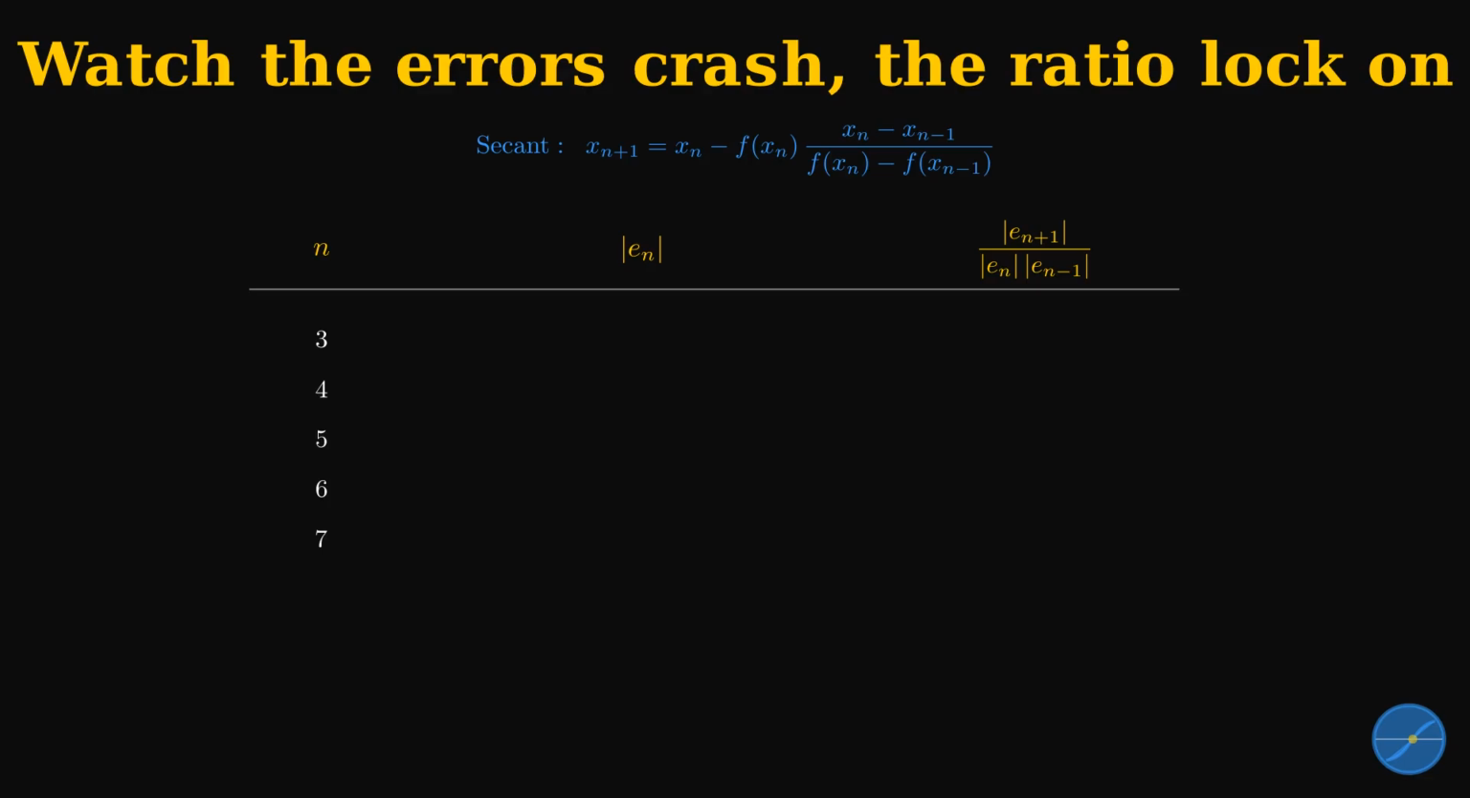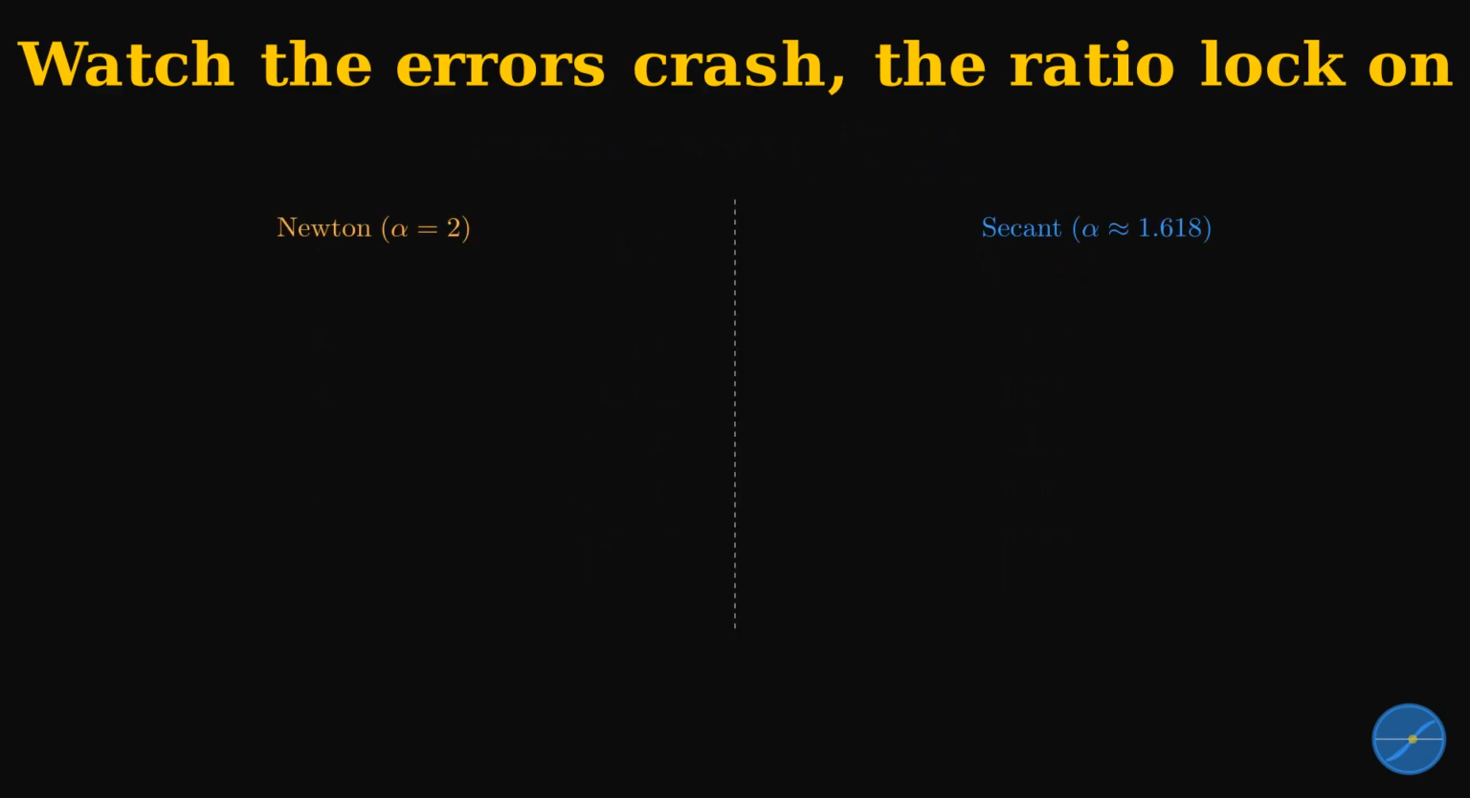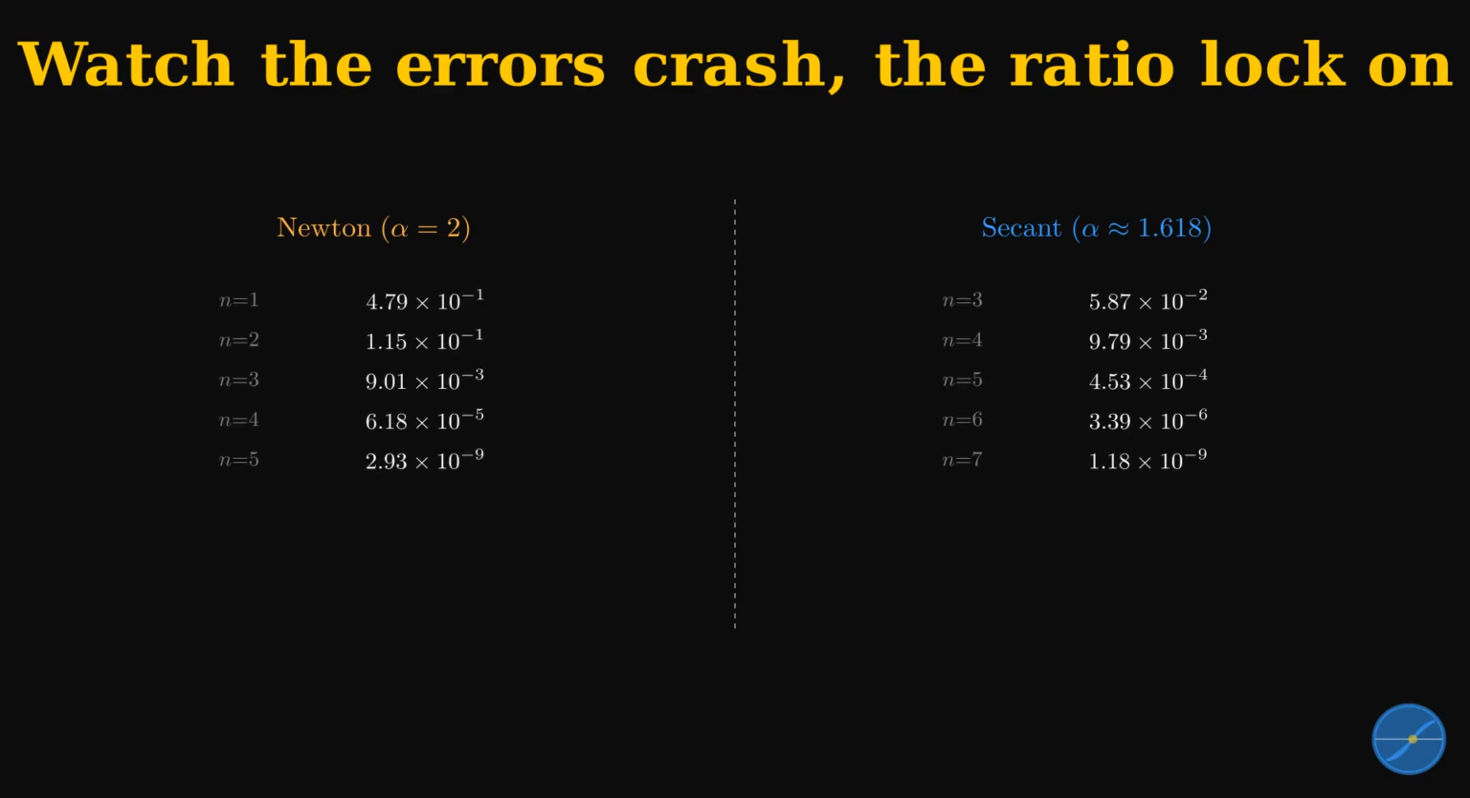Keep stepping. The ratio wanders up to 0.887, then settles. Its error crashes, just a little slower. The ratio wanders, then settles on the very same number. Side by side, same problem, two speeds, one constant. Both errors reach about 9 digits, but Newton by step 5, secant only by step 7.